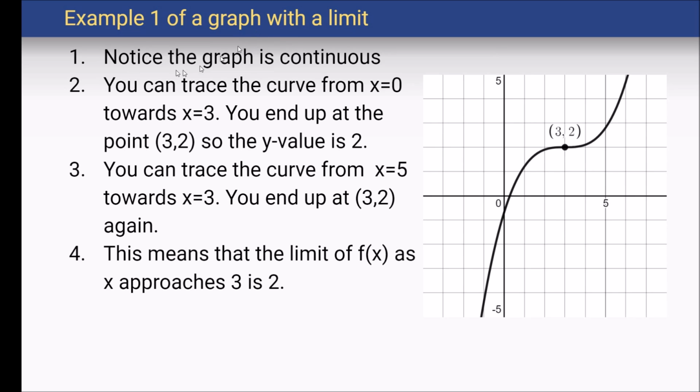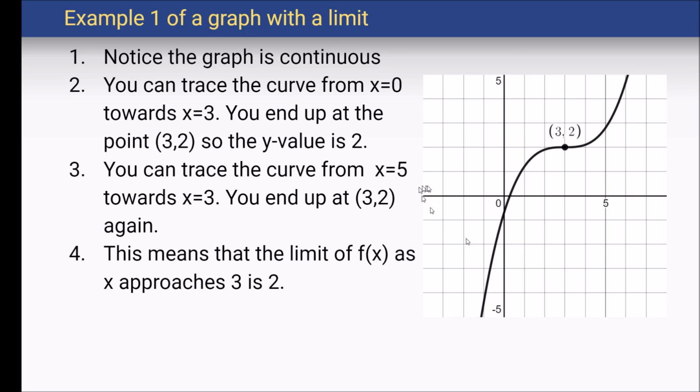Okay. So notice this graph is continuous. Now continuous just means there's no holes in the graph. There's no breaks or anything, right? So this curve just comes up here, passes through this point that I've helpfully labeled 3,2, and then it continues on and leaves up here. And it's just one curve with no holes or breaks or jumps or anything weird going on. Just a really normal looking curve.